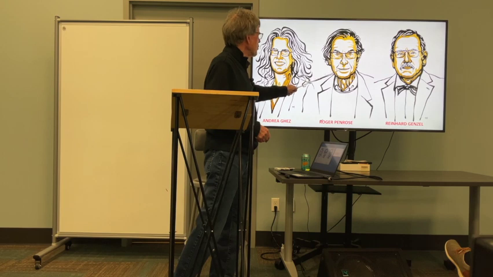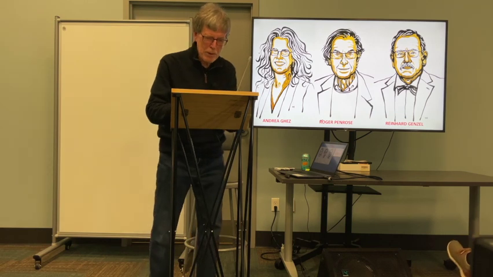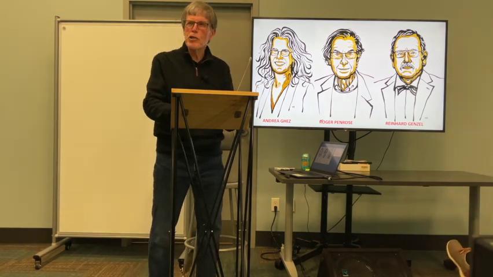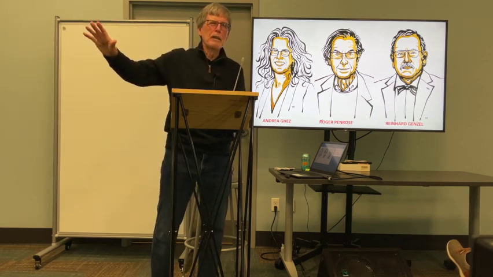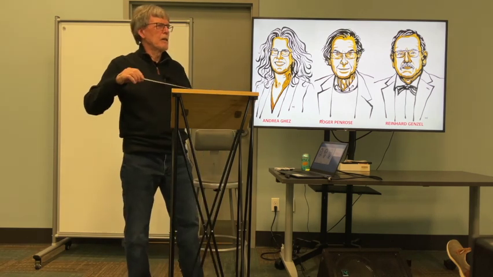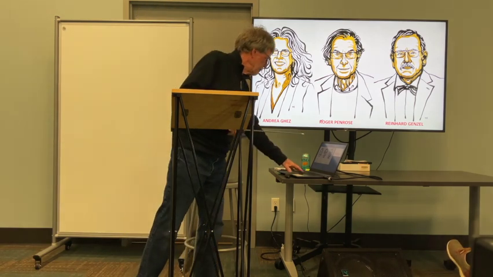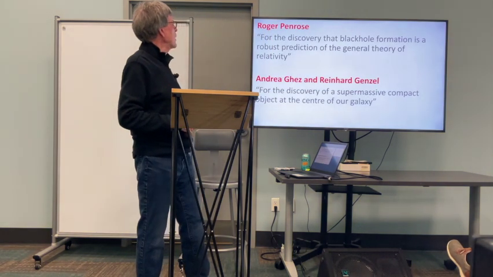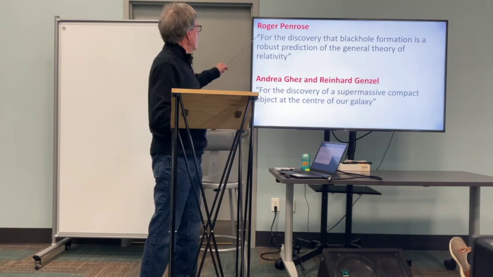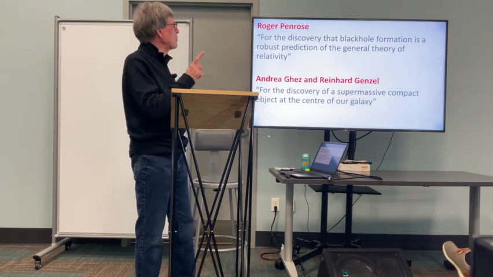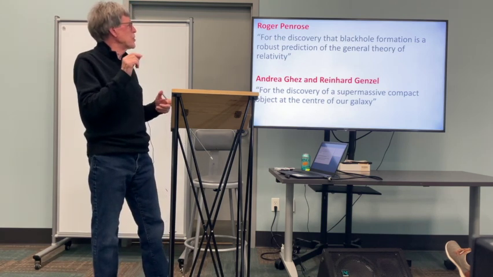And here's a third of the prize. In fact, I think that half of this prize went to Roger Penrose. He's the theoretical physicist who, with a piece of paper, like Einstein, did the equations that had no team here, no big budget here, and figuring out the geometry of the inside of the black hole. So there we are, Roger Penrose. One of the reasons why they gave him that is that, in the language of the Nobel Committee, for the discovery that black hole formation is a robust, good word, robust, prediction of the general theory of relativity.